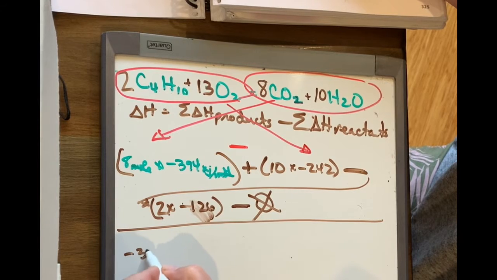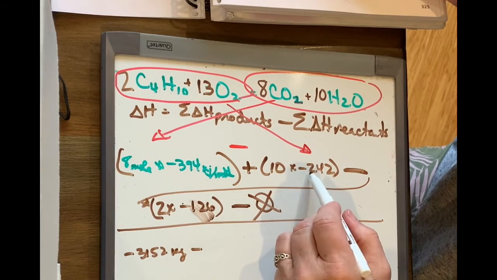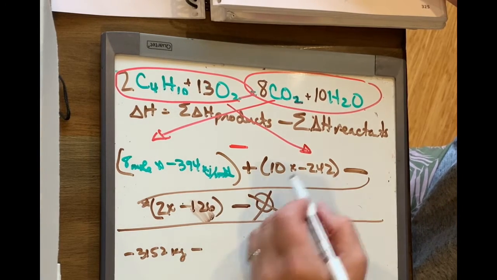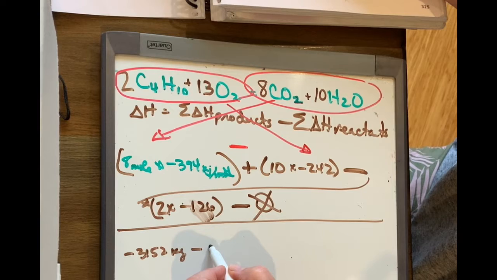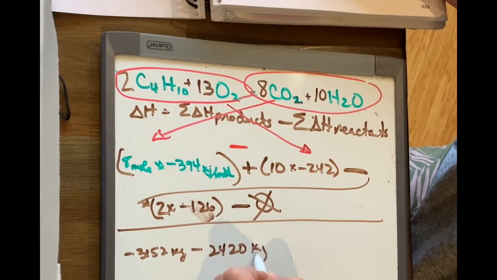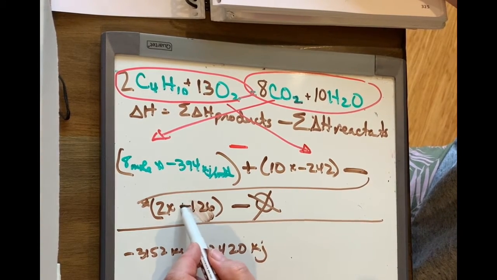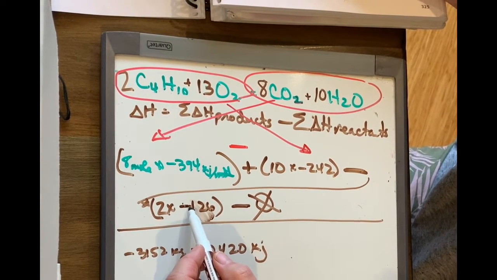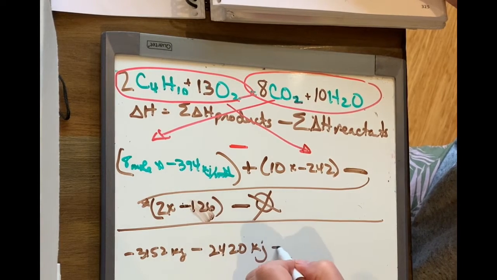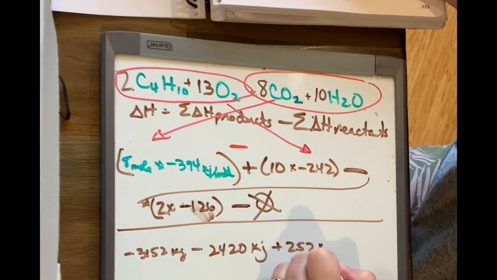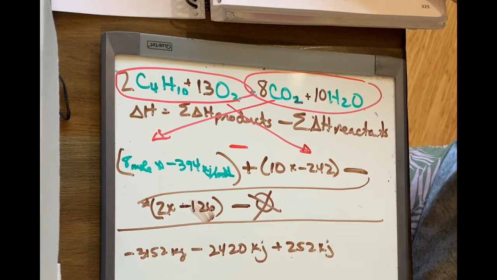We get minus 3152 kilojoules minus, because this is a minus 2, see? Minus 2420 kilojoules. And now this is subtracting this. So this subtracting this, it makes this a plus, right? So we have plus 252 kilojoules minus 0, right? Because it doesn't matter, we really can get rid of that one.